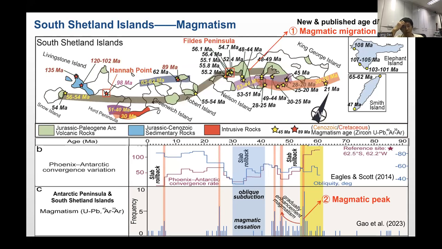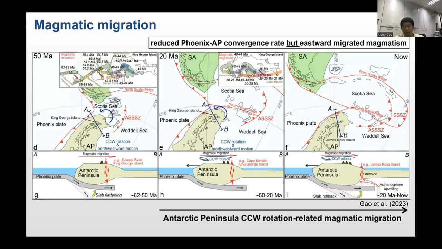We have some new age data of the volcanic rocks. Using this data, we reconstruct the magmatic migration in the South Shetland Islands, and we also found that these volcanic rocks have some magmatic peaks. This magmatic peak, or pulse of the magmatism, occurred at the time when the Phoenix and Antarctic convergence rate suddenly decreased, or at the time when the increased convergence rate decreased.